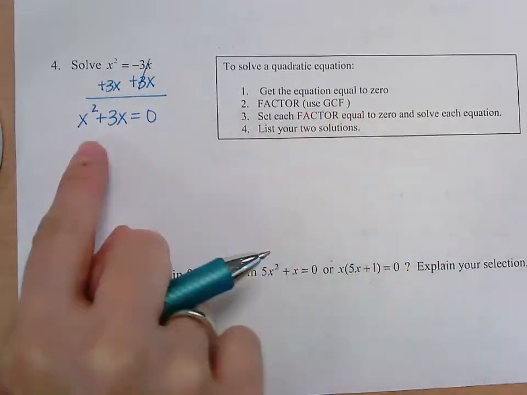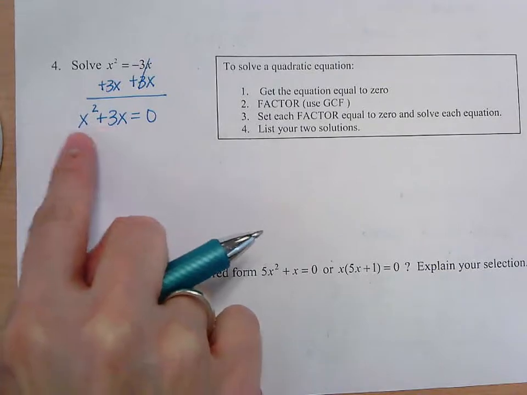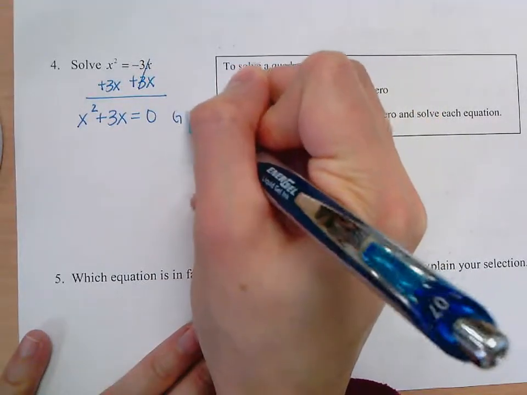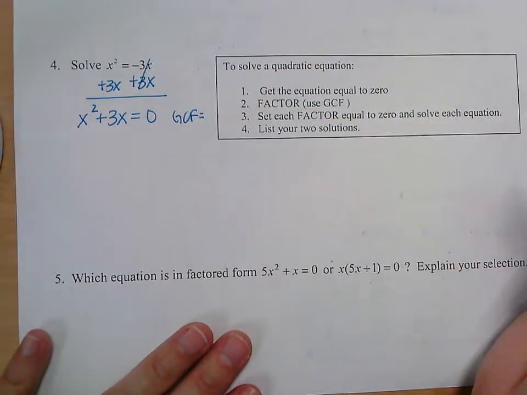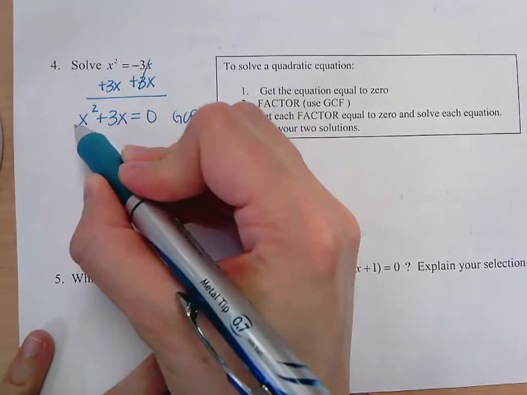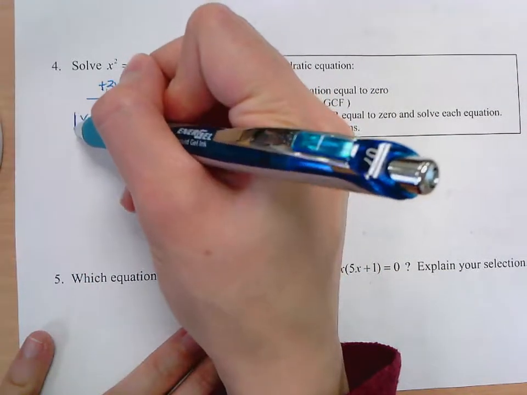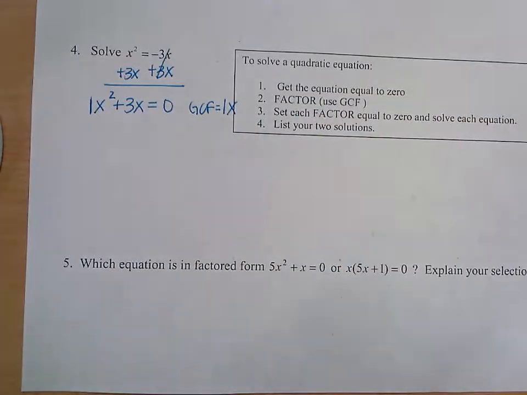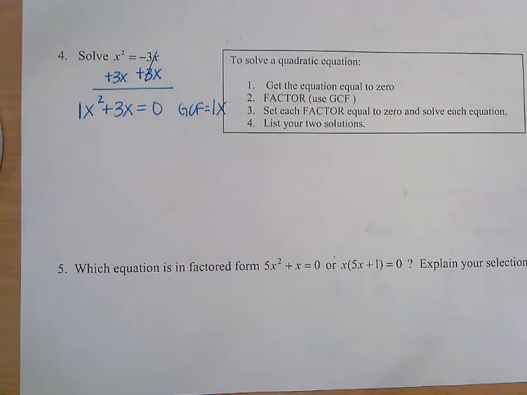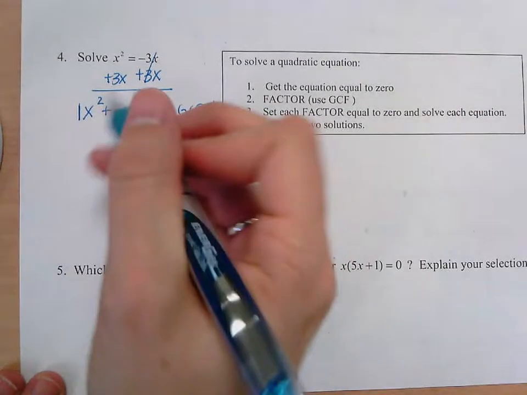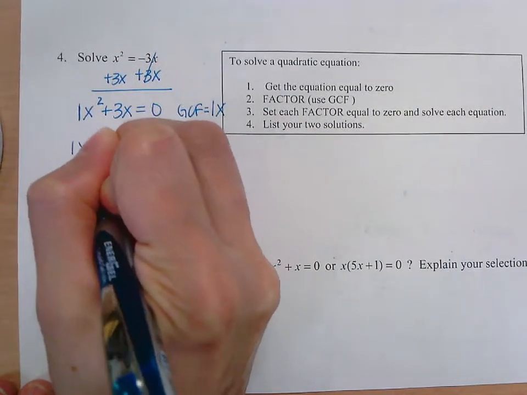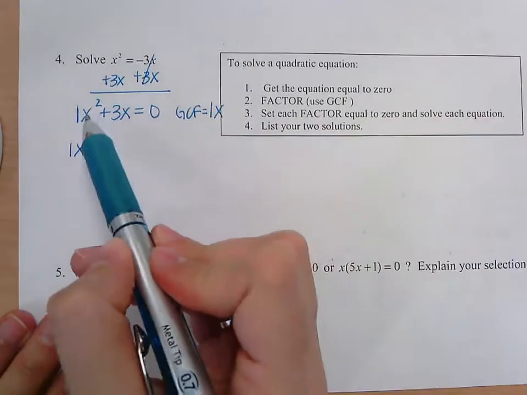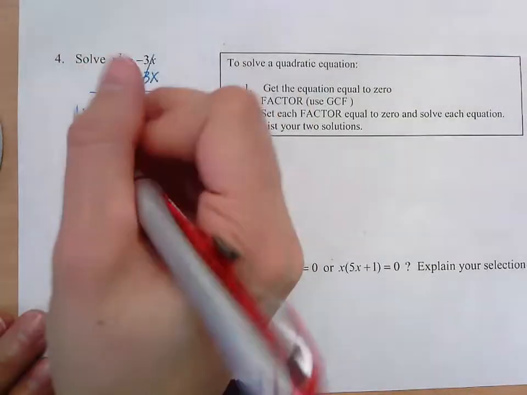Step 2, factor this side. So x squared and 3x. What is the GCF? Not 3, because what number is in front of this? A 1. So 1x is the GCF, or just x. They have an x in common, a 1x, that's it. So then I take out the GCF, so 1x. I divide these both by x to get what's in the parentheses.